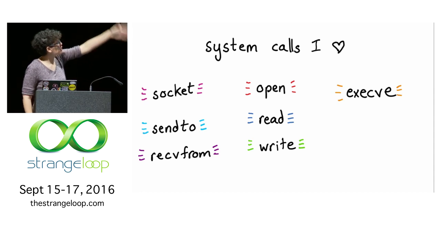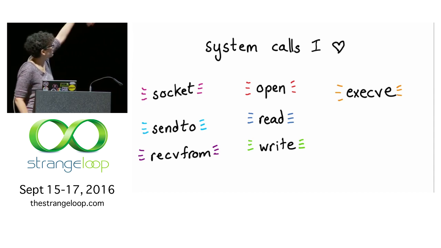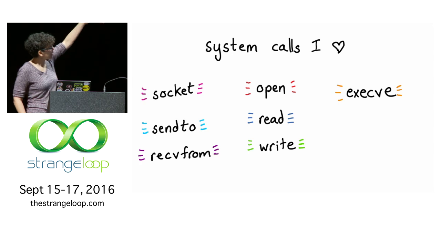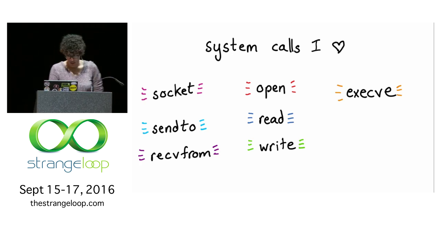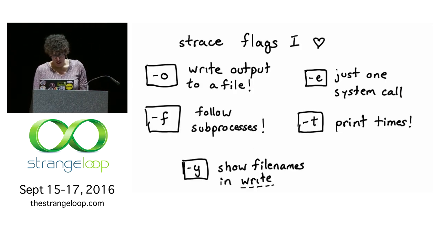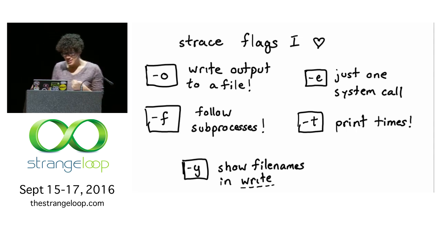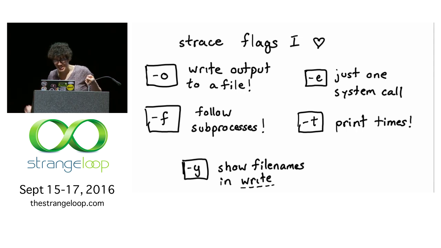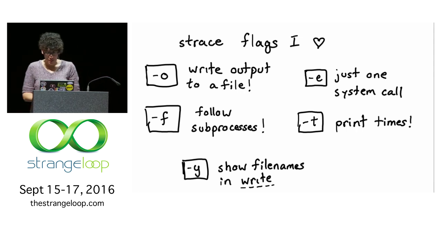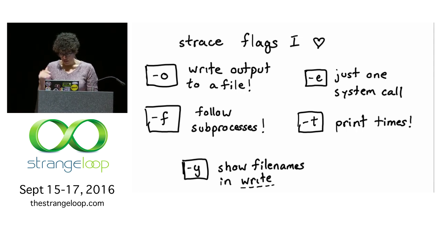OK, so you can read or write files, you can start programs, and you can do network activity, right? You can be like, this is the server that I'm connecting to. And there are lots of other system calls that I love, but these are some of my favorites. There are a lot of really good flags. You can write output to a file. You can say follow every other subprocess ever, and don't just strace this one program. You can print the time that every system call got executed.